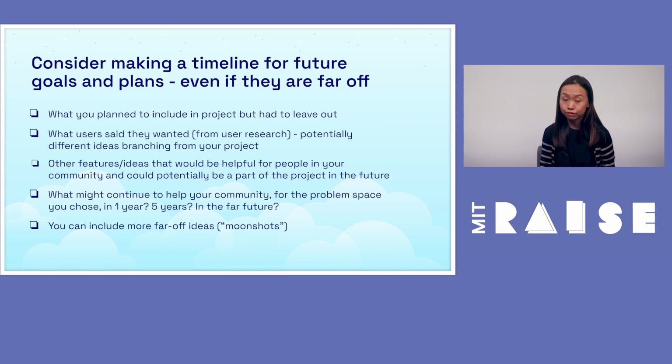Potentially, you could have many different ideas branching out from this user feedback, but then you can use the computational action process in order to refine those ideas and then design future versions of your project or your solution. Other features or ideas that could be helpful for people in your community and could potentially be a part of your project in the future, you can feel free to add in some of these brainstorming ideas as you fill out that future timeline for future goals or future versions of your project.